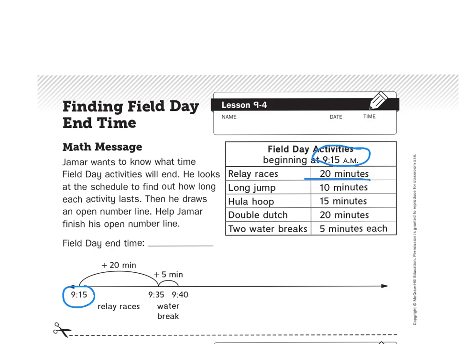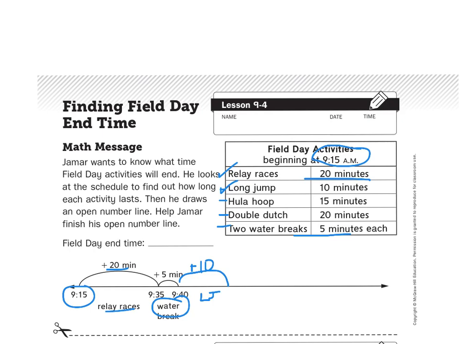He's added in relay races for 20 minutes. That's here. He's added one water break. That's there, right here. But he still needs to add a second water break, double dutch, hula hoop, and long jump. Okay, so let's go ahead and add some things in. Let's put the long jump. I'm going to call it LJ, long jump, and I'm going to add 10 minutes there. And I'm going to give myself a check. It's really helpful to check yourself, like give yourself checks as you're moving through the checklist, okay?